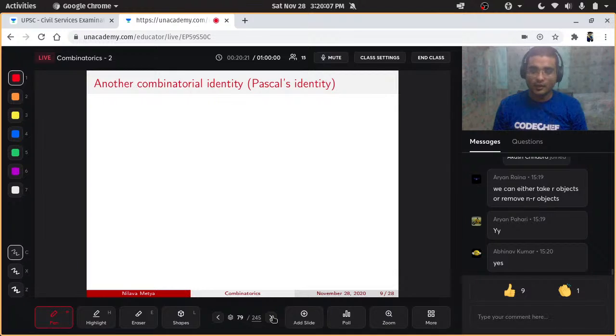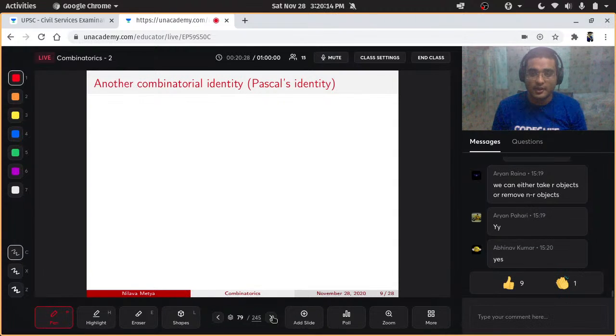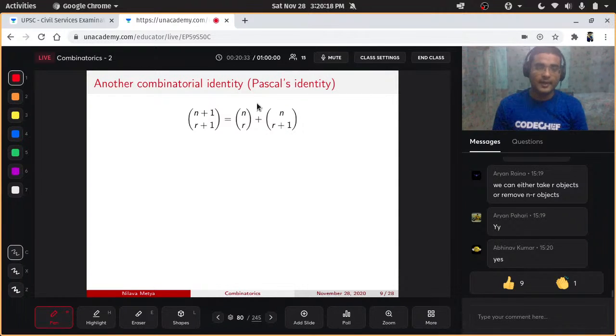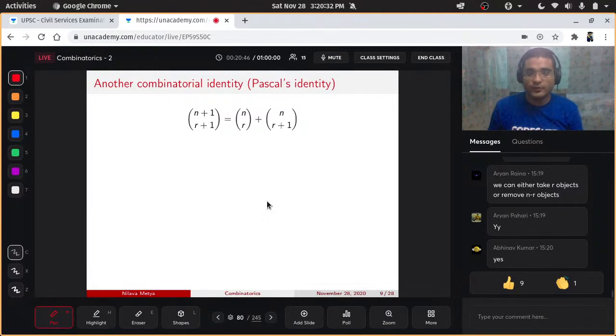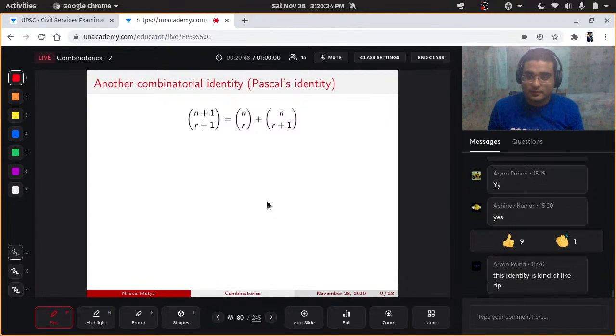All right. Now we'll look at Pascal's identity. It is also a combinatorial identity, but it has a name, a good name. So this is the identity. This identity means that it is true for every n and every r, as long as the lower thing is less than the upper thing. So how do we do this? Yes, this identity is kind of like DP, but DP sessions will be held later.